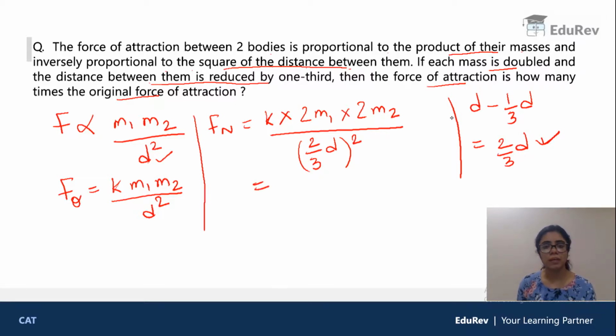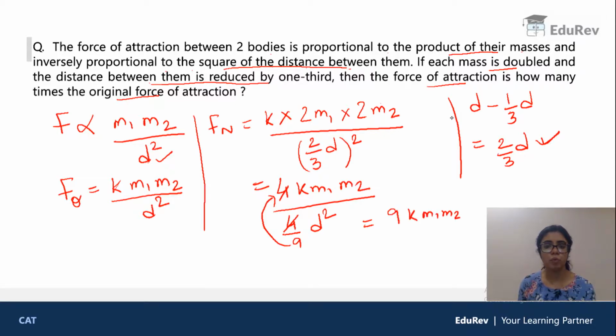So what will this become? 2 into 2 will become 4K M1 M2 upon (2/3 D) square, which will be 4/9 D square. Your 4 will get cancelled. 9 will go above. So this will become 9K M1 M2 upon D square. This is your new force of attraction.